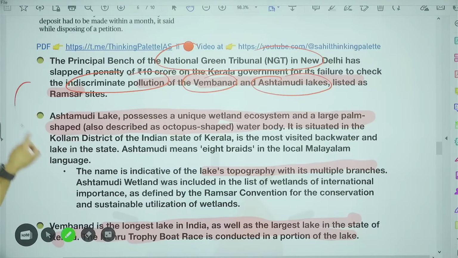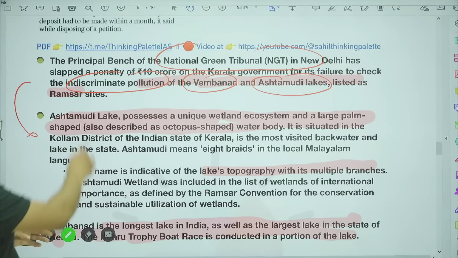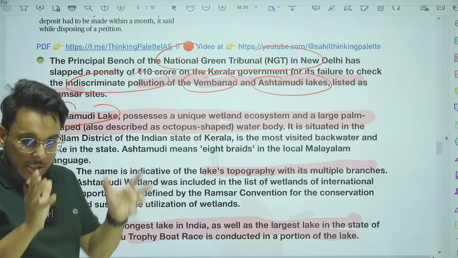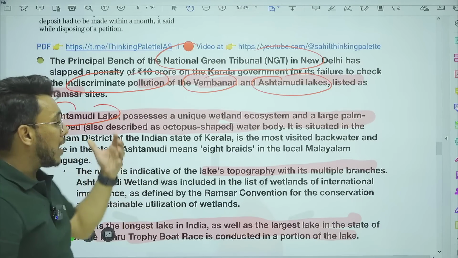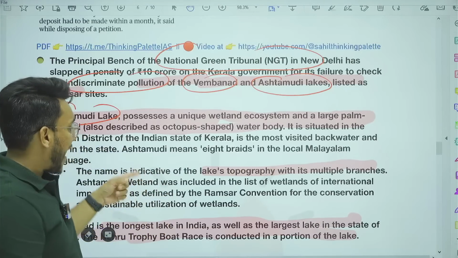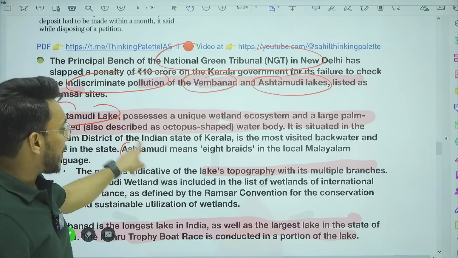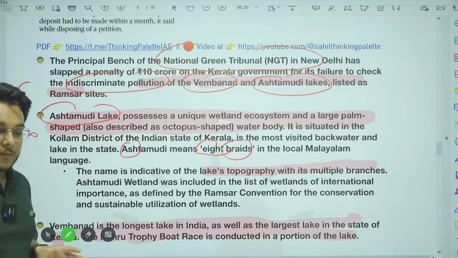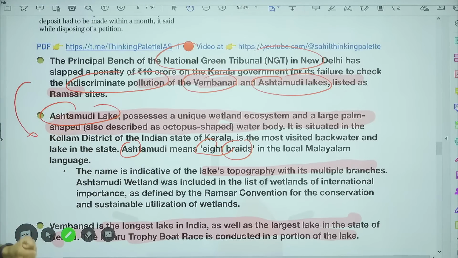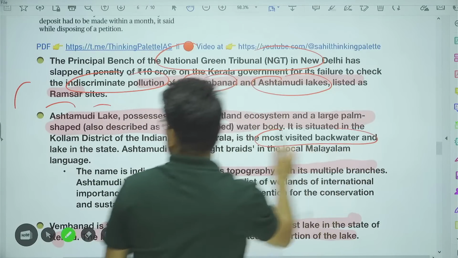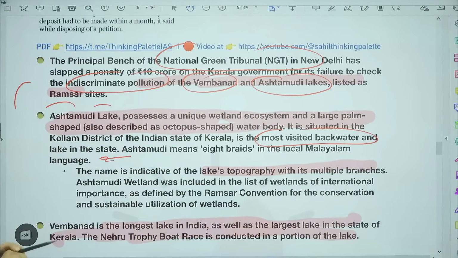Now, first of all, the Ashtamudi Lake is called Ashtamudi Lake because of its unique shape. It is also called the palm shaped lake, and the octopus shaped lake. The word Asht means 8, Mudi means braids. So there are 8 unique curvatures in this particular lake, from which the name comes. It is one of the most visited backwater lakes in Kerala, but it is not being protected properly.